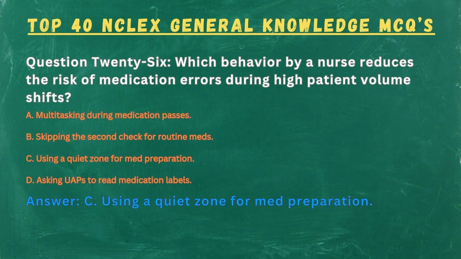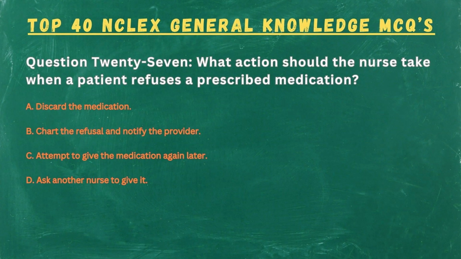Answer: C. Using a quiet zone for med preparation. Question 27. What action should the nurse take when a patient refuses a prescribed medication? A. Discard the medication. B. Chart the refusal and notify the provider. C. Attempt to give the medication again later. D. Ask another nurse to give it.